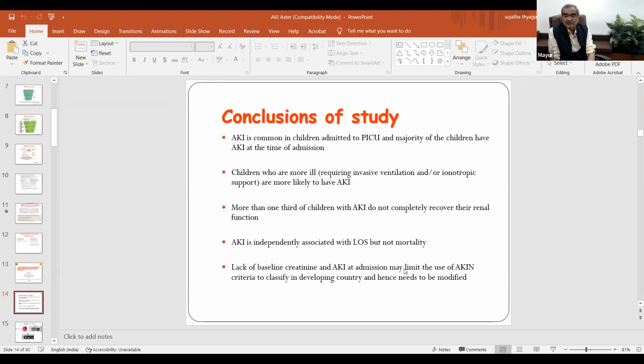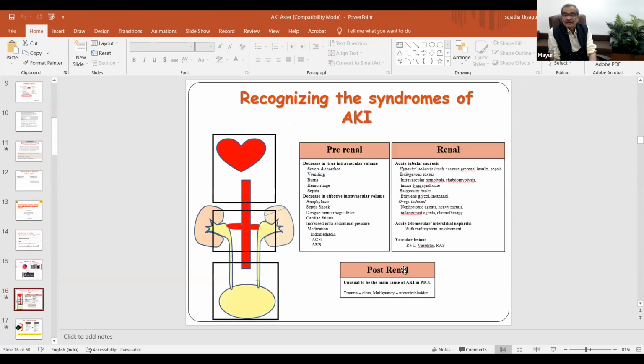AKI is independently associated with length of stay, but not mortality. If the AKI is picked up on time and treated appropriately, then it may not affect the mortality. You may be able to salvage, but length of stay will definitely be prolonged the more severe the AKI. And lack of baseline creatinine in AKI at admission may limit the use of AKIN criteria to classify in developing country and needs to be modified. I think since we have started late, I may have to hurry.